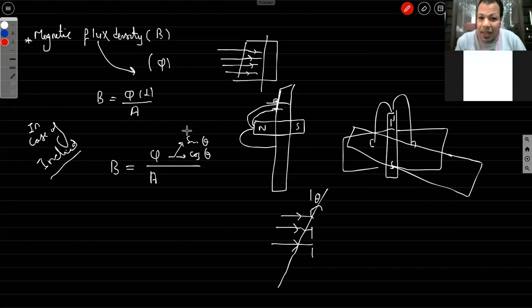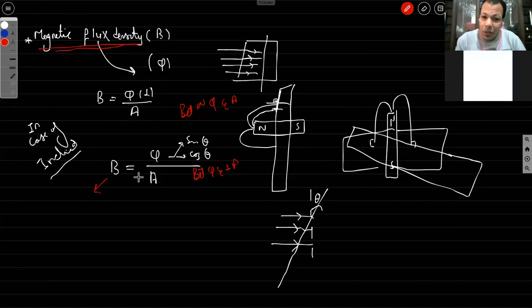In case of sine theta, it means that theta is between what and what? Between phi and A. While cosine theta is between phi and the perpendicular to A. So again, the magnetic flux density, or how crowded the magnetic flux lines are at a certain area, which is the unit area of 1 meter squared, can be derived by phi over A. Phi is the magnetic flux lines which pass perpendicular to a certain area. And in case it is inclined, we take sine or cosine according to the position of angle theta.